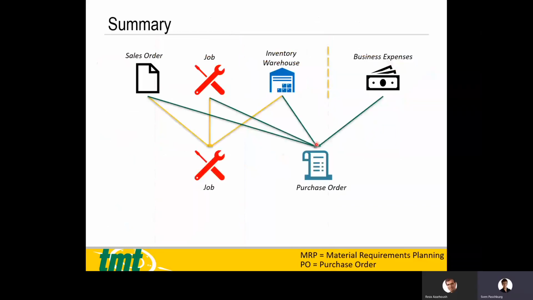Cool. All right. So just in summary, we've talked about the different scenarios there. Any given job, 3 different types of demand: to a sales order, to a job, to a warehouse. Any given purchase order, 4 types of demand: to a sales order, to a job, to inventory in a warehouse, or you expense it directly to our overhead business expenses.